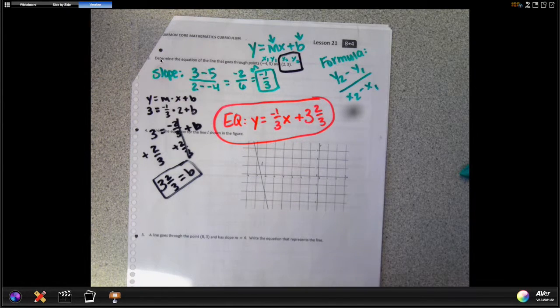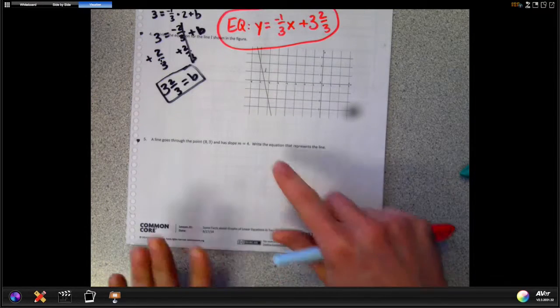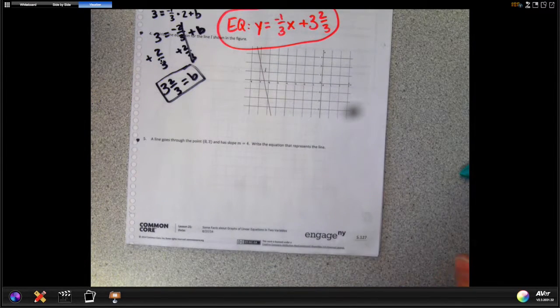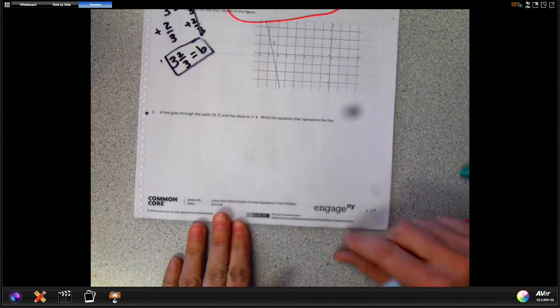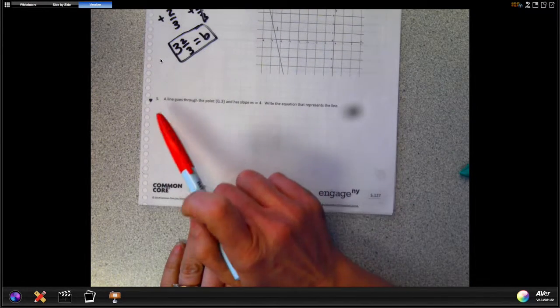The last one we're going to go through on the video is number 5, because this is the last type of problem that we're going to see here in this lesson. So number 5 says a line goes through point (8, 3) and has slope m equal 4. Write the equation that represents the line. Okay, again, there is no graph for number 5, but our steps are still going to be the same.